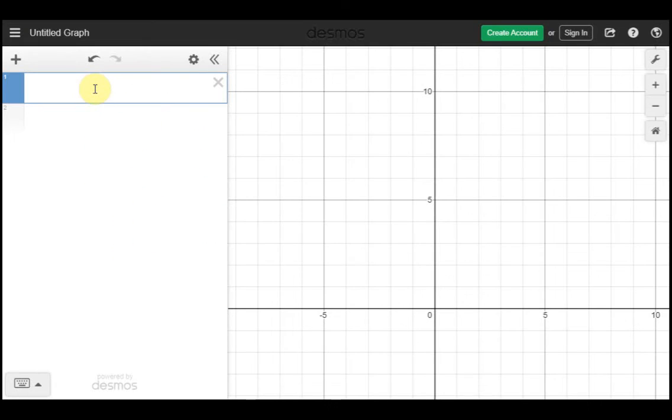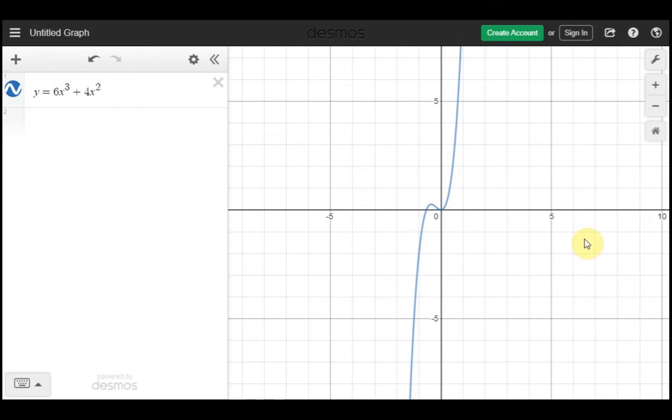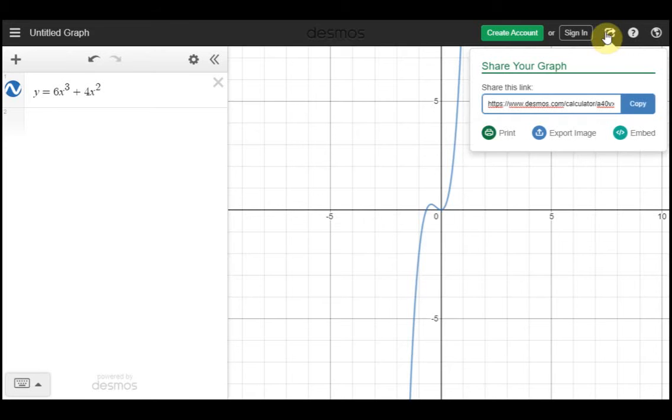The combined function was 6x cubed plus 4x squared. And this should look familiar because we've graphed these kinds of functions before. So here it is, and we're going to take that and I'm going to paste it into the document that I have.